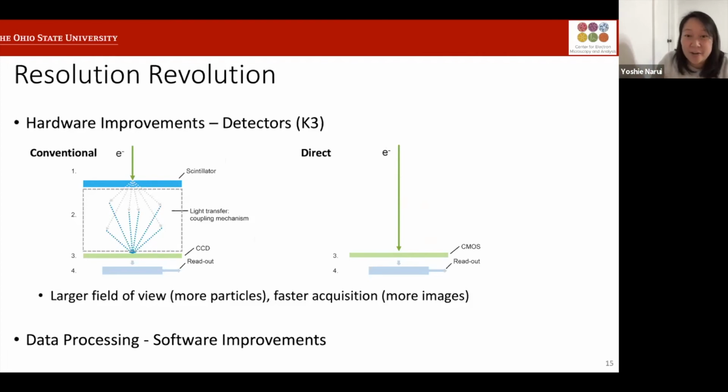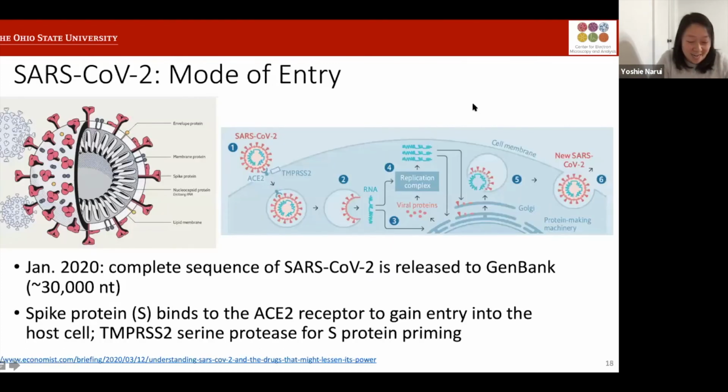Okay, so that's the main portion, the bulk of the cryo-EM process and workflow. So how does this help in current research? There's a very good example of how cryo-EM can advance biomedical research.